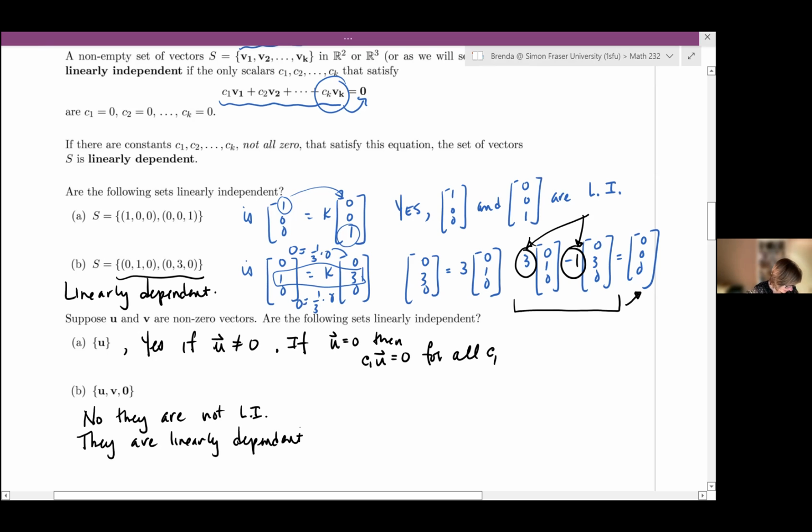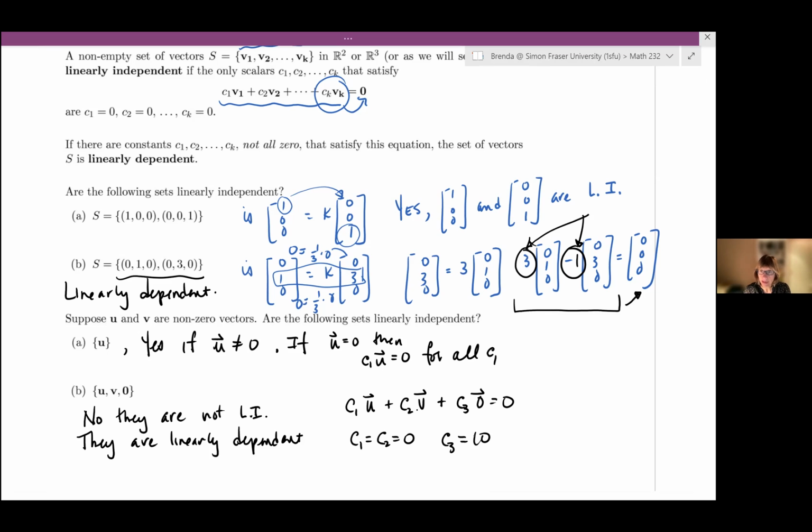Why? Let's take a look at the definition. Let's imagine C1 times U plus C2 times V plus C3 times 0 equal to 0. Is it possible for this statement to be true when any one of C1, C2, or C3 is non-zero? That's what we're asking here. So what we could do is put C1 equal to C2 equal to 0 and put C3 equal to 10. Then that statement is true. So we have non-zero constants such that when we form the linear combination, we get the zero vector out. Therefore, they're linearly dependent. So a collection of vectors that contains a zero vector cannot be linearly independent.